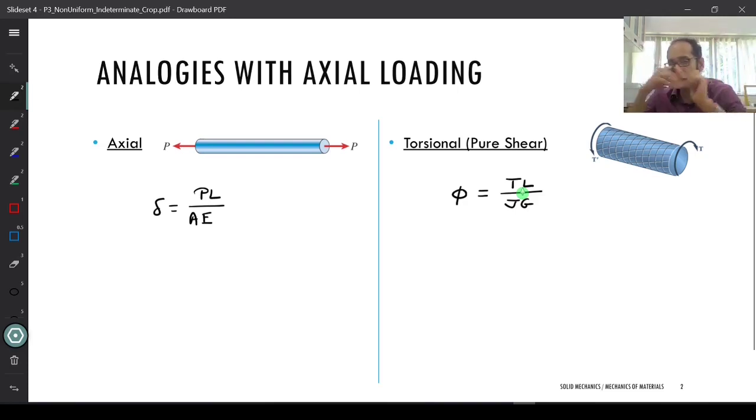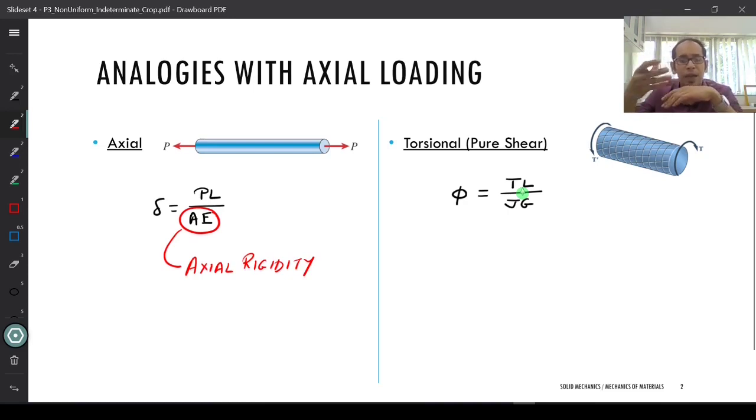Okay. Now, going a step further, do you remember what this particular term AE was called? Yes, it was called the axial rigidity. And why was it called the axial rigidity? Because if you have a structure where your A is high and E is high, you will have delta smaller and smaller because it's inversely proportional. So it is making your shaft or your rod more rigid to deformation. That's why you have the axial rigidity.